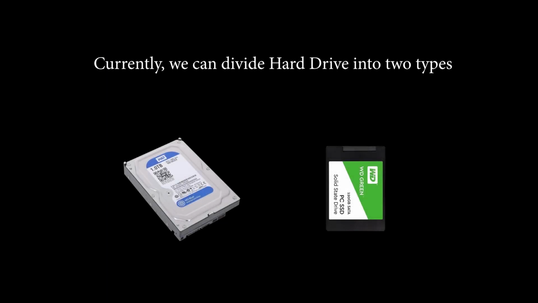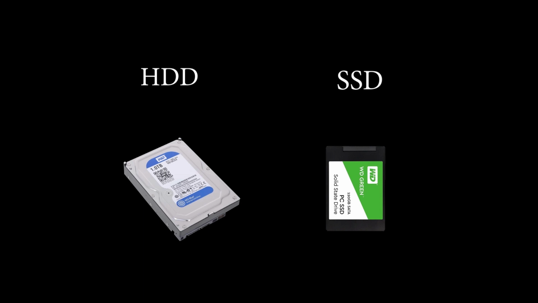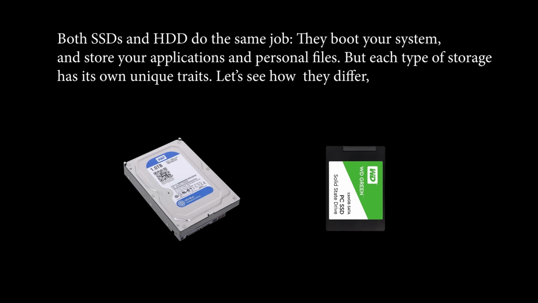Currently, we can divide hard drives into two types: SSD and HDD. Both SSD and HDD do the same job. They boot your system, and store your applications and personal files. But each type of storage has its own unique traits. Let us see how they differ.